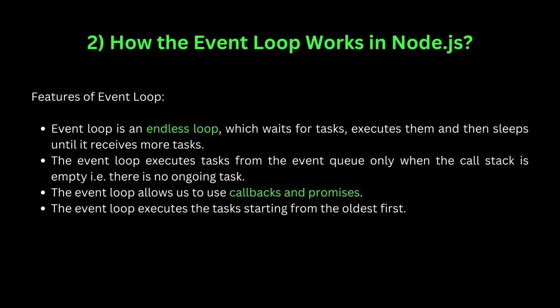Features of the event loop. The event loop is an endless loop, which waits for tasks, executes them, and then sleeps until it receives more tasks. The event loop executes tasks from the event queue only when the call stack is empty, that is, there is no ongoing task. The event loop allows us to use callbacks and promises. The event loop executes the tasks starting from the oldest first.